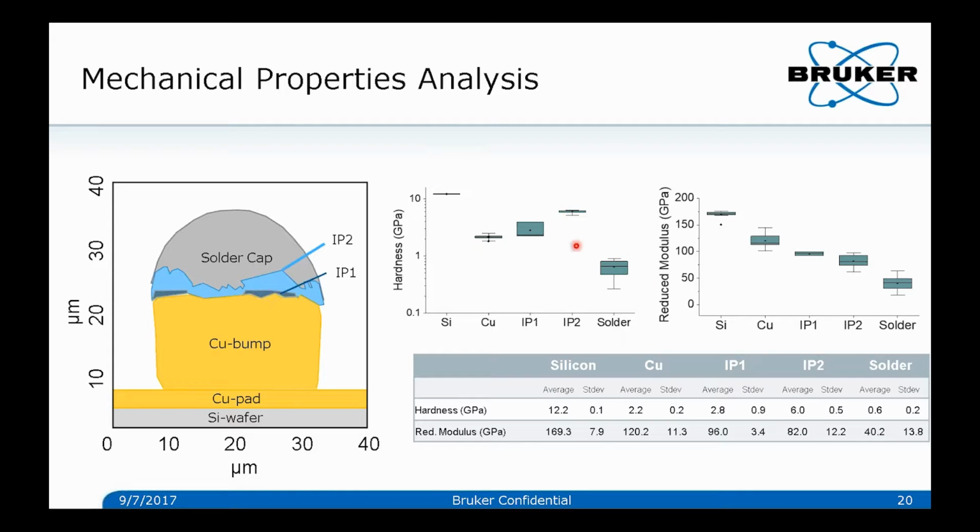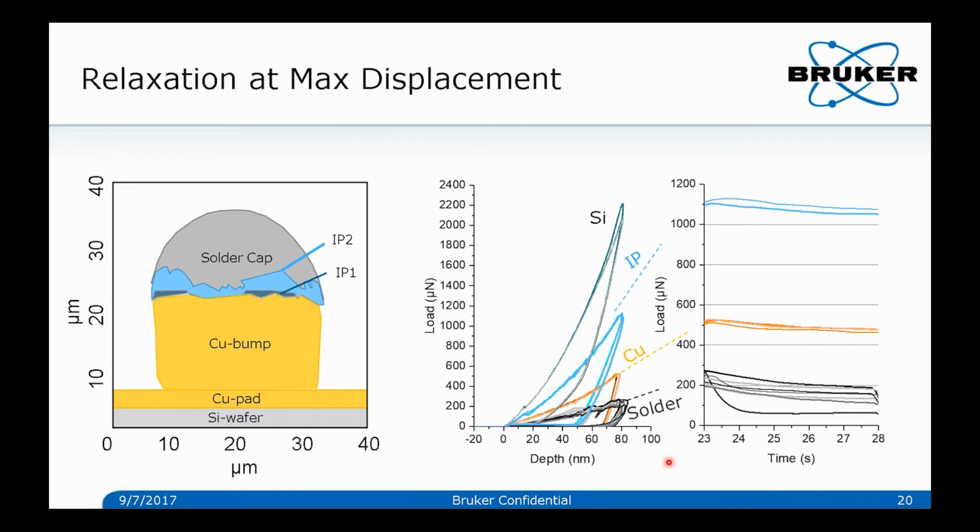As far as the reduced modulus, again, silicon has the highest modulus, and then you have decreasing modulus as you go to the copper, the intermetallic phases, and finally the solder. And so you have very repeatable measurements. There's some influence from topography, so a flatter surface will generally give a more repeatable measurement, so you want to polish this as smooth as you can.